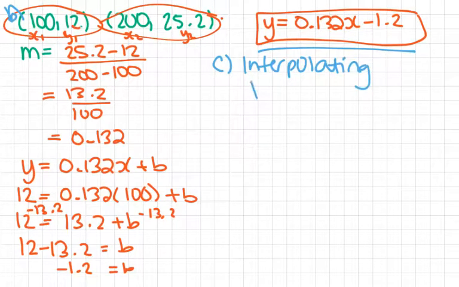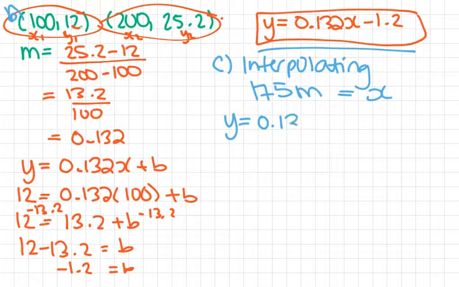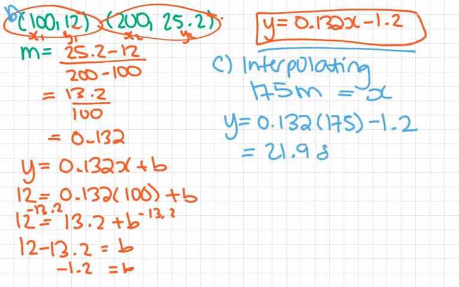And I need to find how long it took him to run 175 meters. So the x value here is the distance, so I'm going to put in 175 for x. So y equals 0.132 times 175 minus 1.2. And do that calculation on your calculator, and that equals 21.9 seconds. So it took him 21.9 seconds to run 175 meters. That's what we're estimating. That's his likely time.